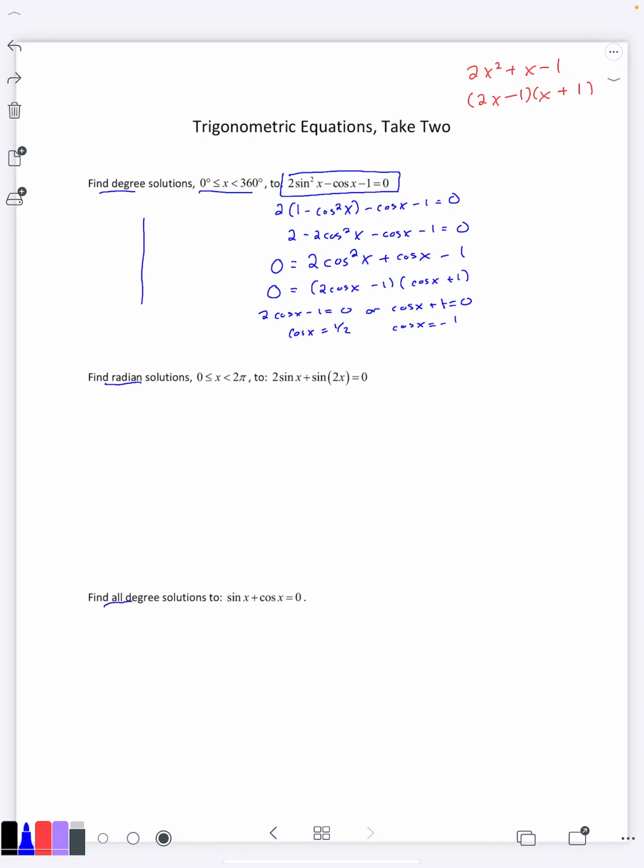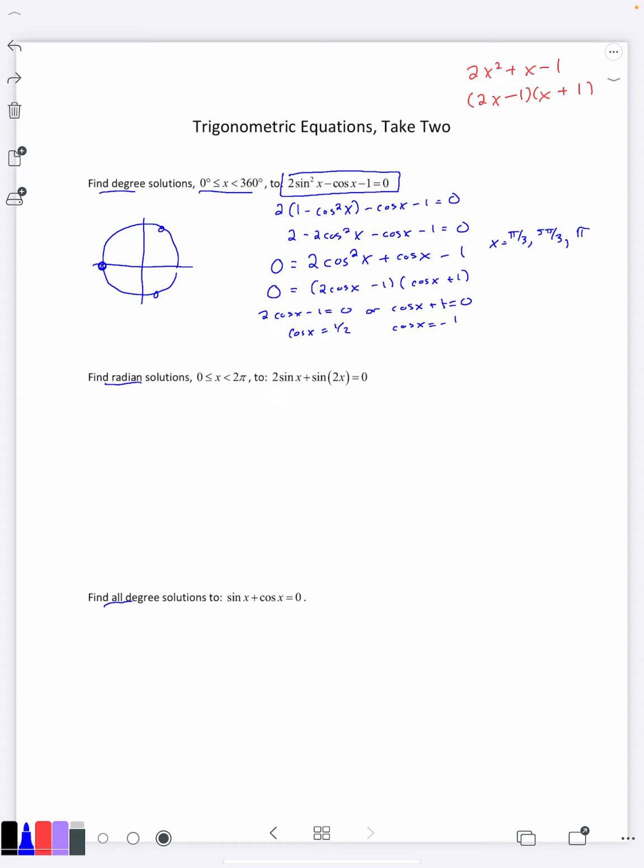We look at our unit circle here. Cosine x is 1/2 is going to be this point and this point. And those points are pi over 3 and then 5 pi over 3. And cosine x is negative 1 is going to be this point over here. That's just pi. They only ask us for the values for one full rotation.